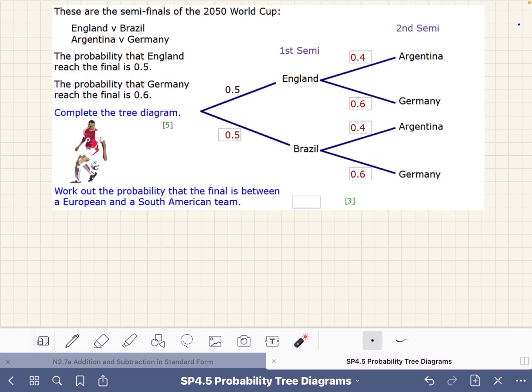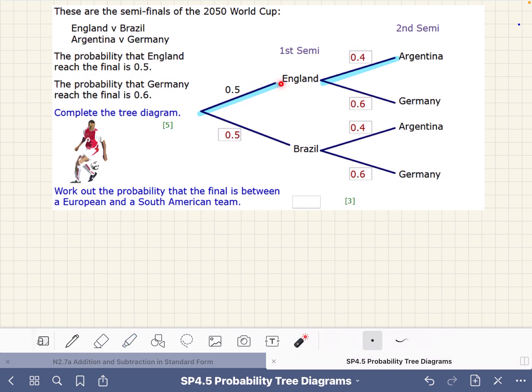The question goes on to ask us, what is the probability that the final is between a European and a South American team? So we'll have a look at these options. For there to be a European and South American team, we could have England and Argentina winning.